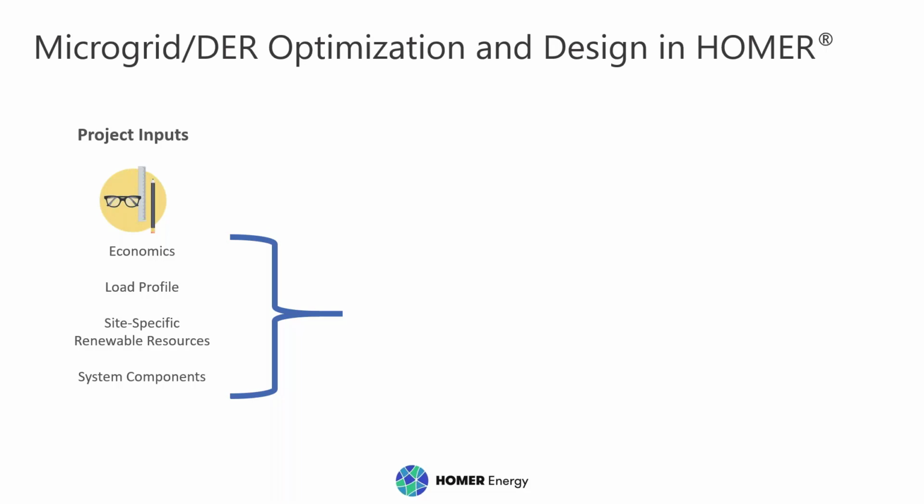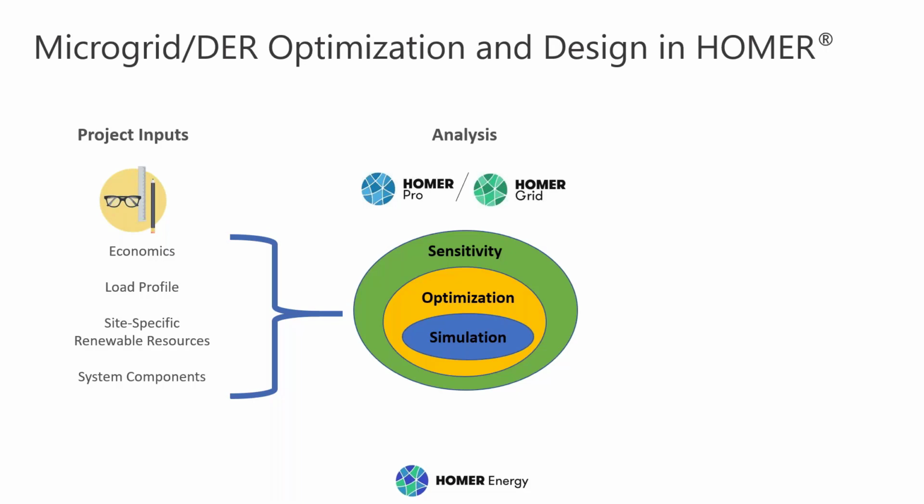We'll need to know your location, and we have a couple of different databases about solar resources, so you can quickly pull those based on your location. Of course, you can upload your own resource if you have that. And then finally, you'll need to specify which components you are considering and what the costs of those components are. With that information, HOMER runs its different simulations, including sensitivity analyses.